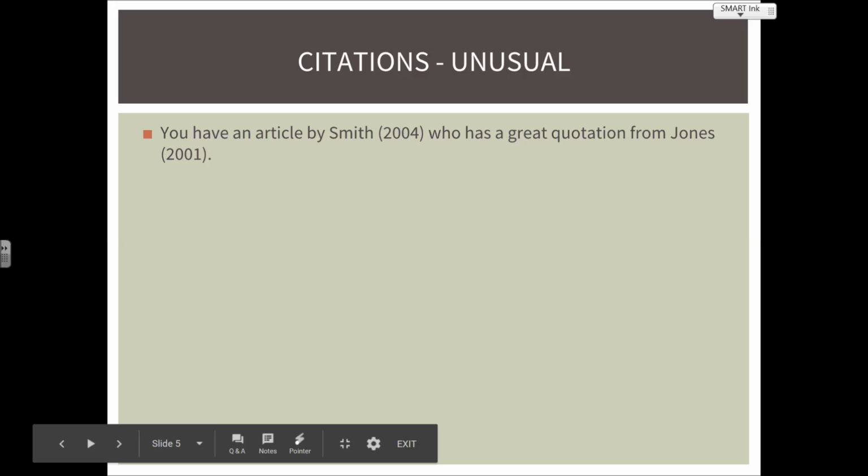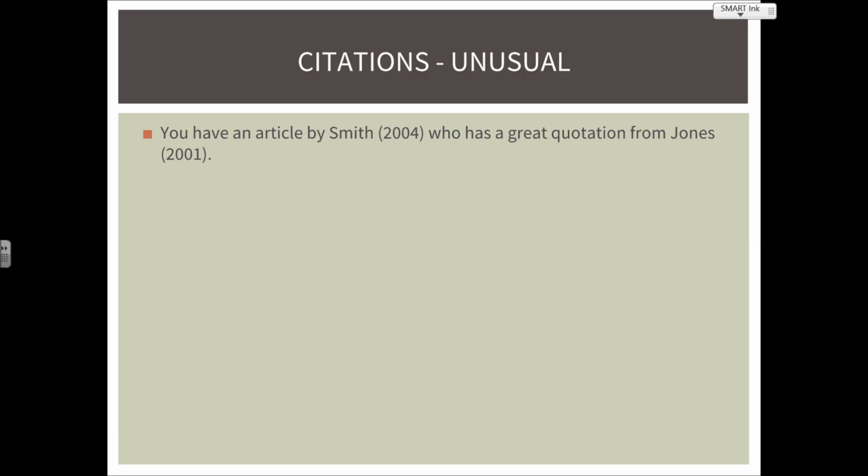Okay, occasionally, in this case, I have an article written by Smith in my hand. And Smith, in their article, has cited and referenced Jones. And they credit Jones with saying something, and I like what Jones said. So I want to put what Jones said in my paper. Okay? Does everybody understand the scenario there?